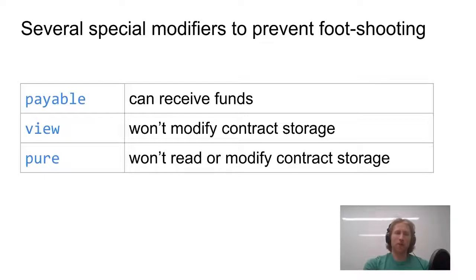So at the top here, the payable modifier says this function can receive funds. Notice that the default for functions is for them not to be payable, which means that if the caller has sent any non-zero value when they call you, it will immediately revert. So any function that's supposed to be able to receive money, you have to manually mark as being payable. View marks a function that's saying that it won't actually modify contract storage at all. And of course, the compiler will enforce that. And pure is even stronger. Pure says that the function won't modify contract storage. It won't even read contract storage. So you might use pure for sort of a library function. And those are just sanity checks that you can have the compiler enforce for you.